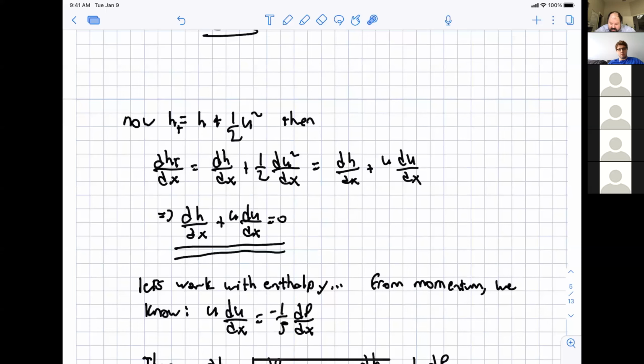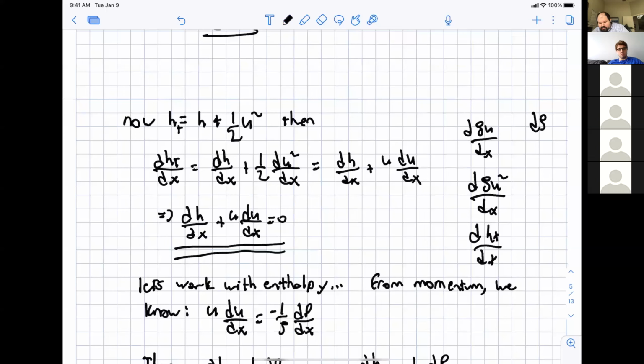Okay. And so what we're going to do here is take our system of d(ρu)/dx, d(ρu²)/dx, d(ht)/dx, etc., and basically transform them into dρ/dx, du/dx, and dp/dx. Okay. And so we need to start working. The first place to start is with the enthalpy equation here.